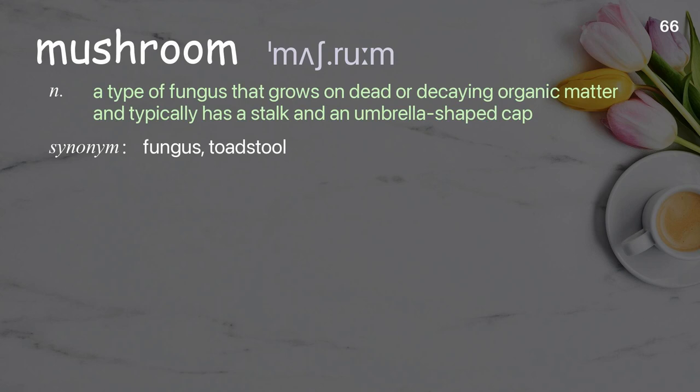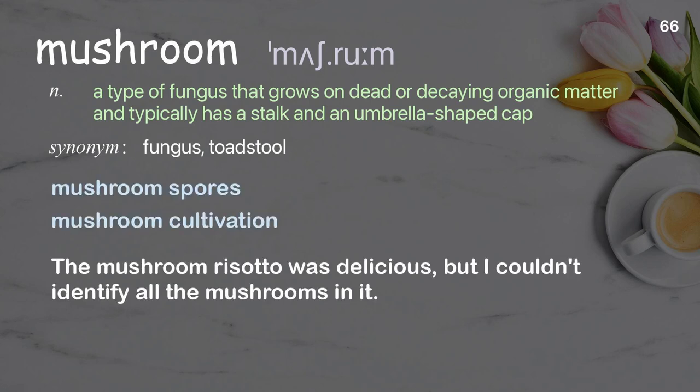Mushroom: a type of fungus that grows on dead or decaying organic matter and typically has a stalk and an umbrella-shaped cap. Examples: mushroom spores, mushroom cultivation. The mushroom risotto was delicious, but I couldn't identify all the mushrooms in it.